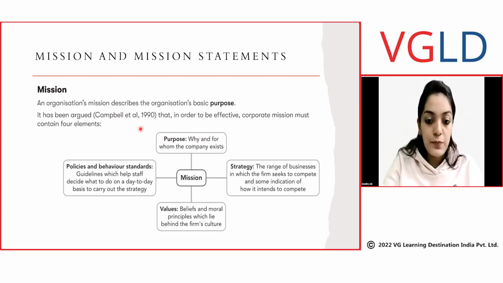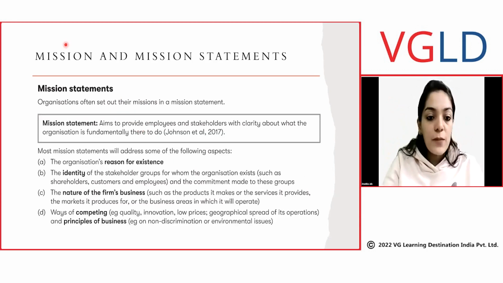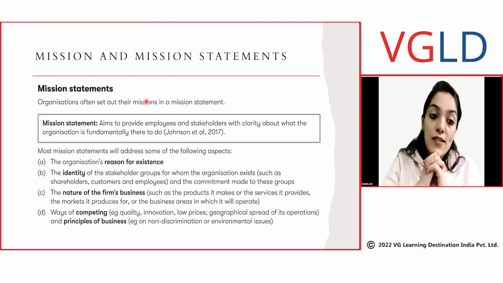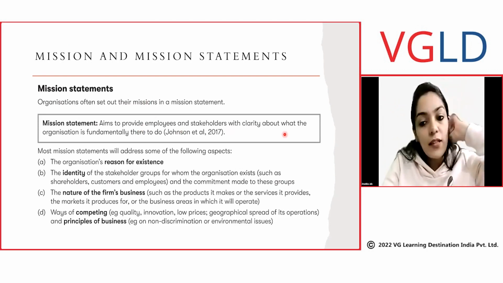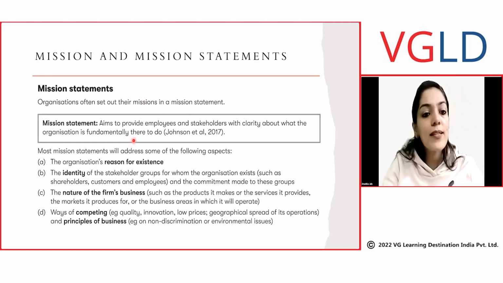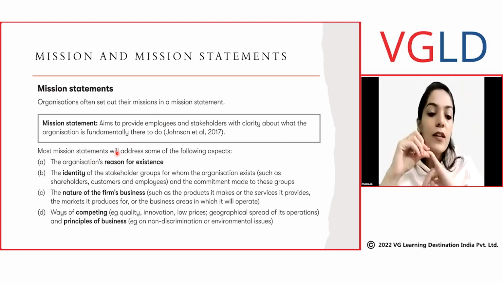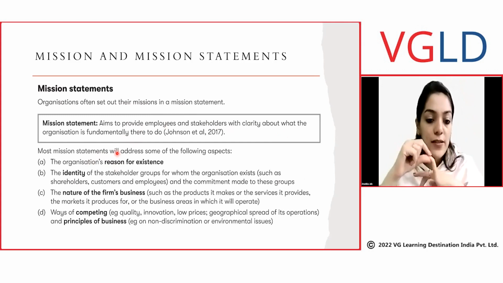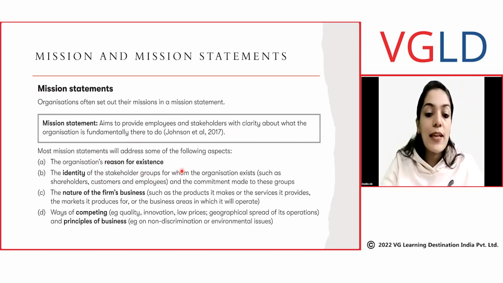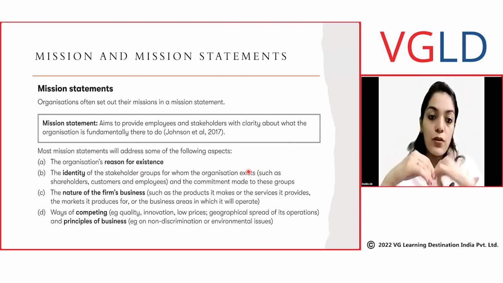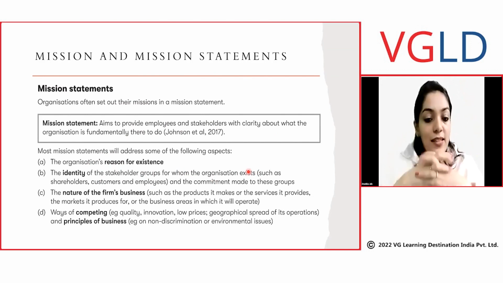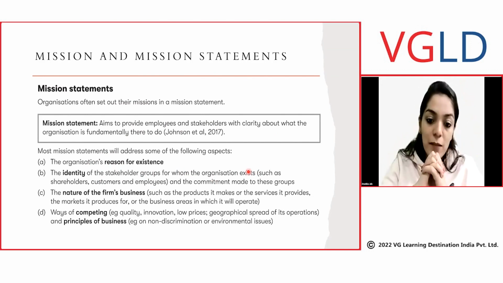Okay, so organizations often set out their mission in a mission statement. It aims to provide employees and stakeholders with clarity about what the organization is fundamentally there to do. So what is the reason for the existence of a particular company? Most mission statements will address some of the following aspects, similar to what we just covered: the reason for its existence; the identity of the stakeholder groups for whom the organization exists, like people who want to network, or the customers of that company; and the commitment it makes to these groups.